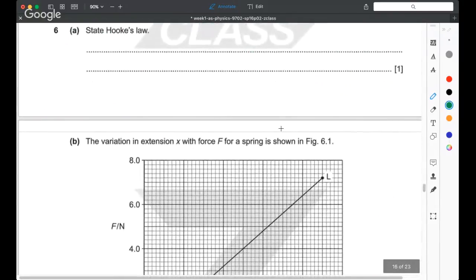State Hooke's law. The extension of an object is proportional to the force. So extension is proportional to force. What do you need here? A constant. Okay, so this is what you said will work, but in equation form, that's how.